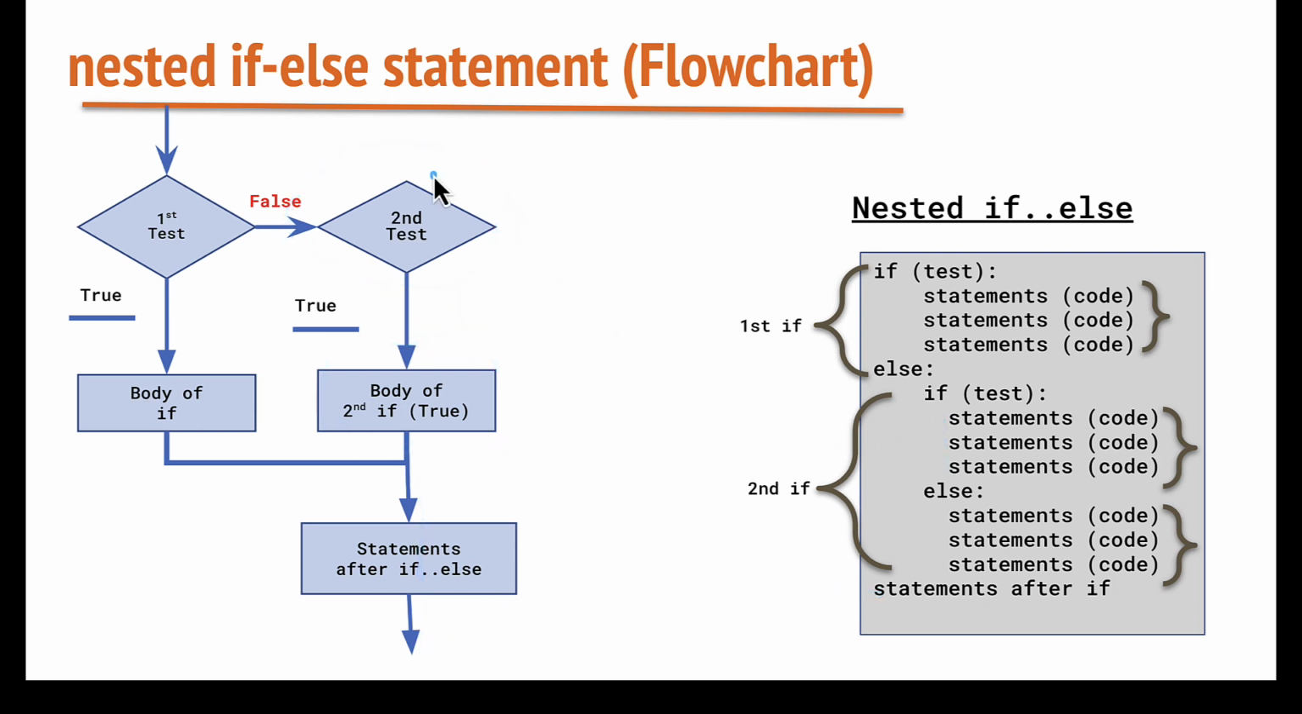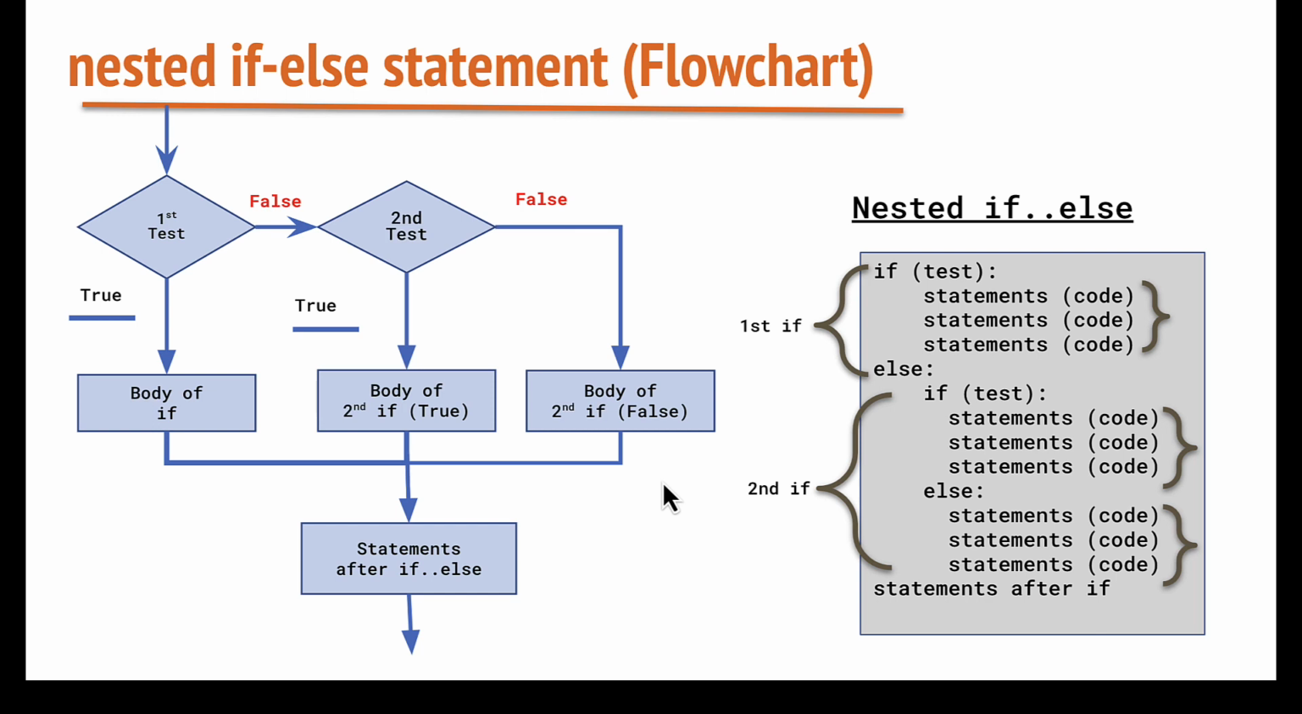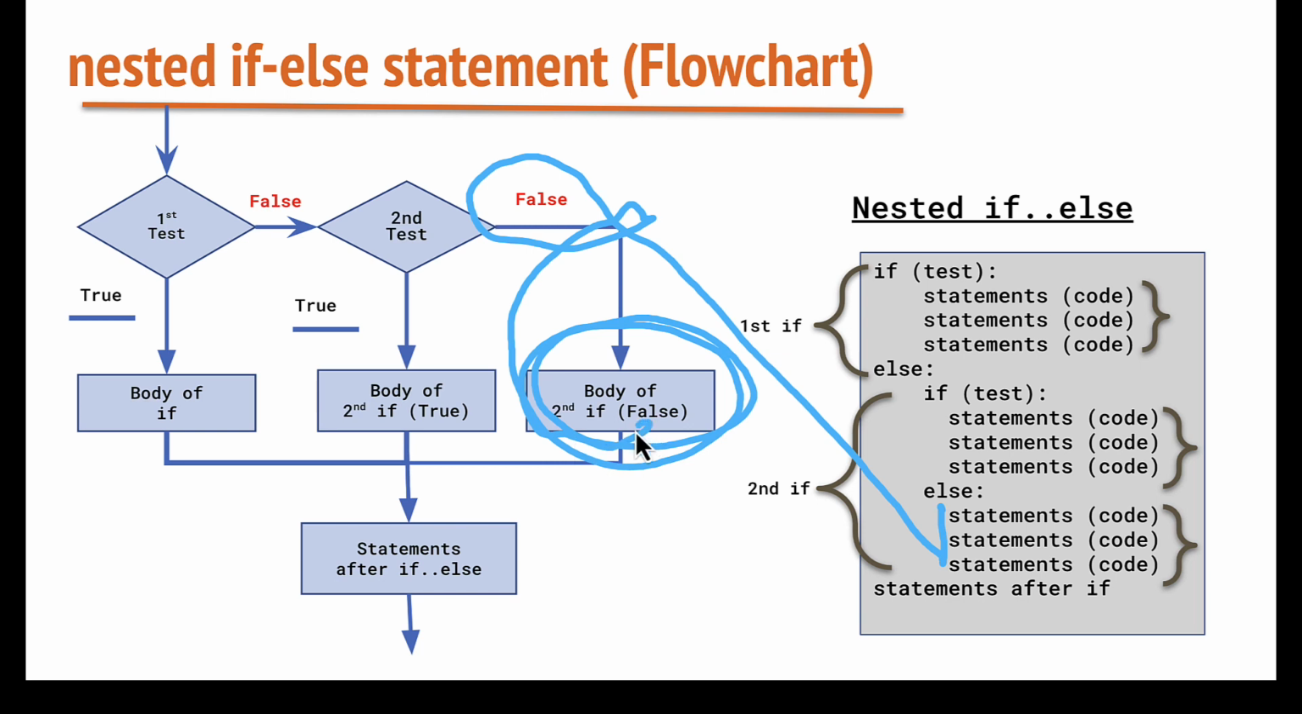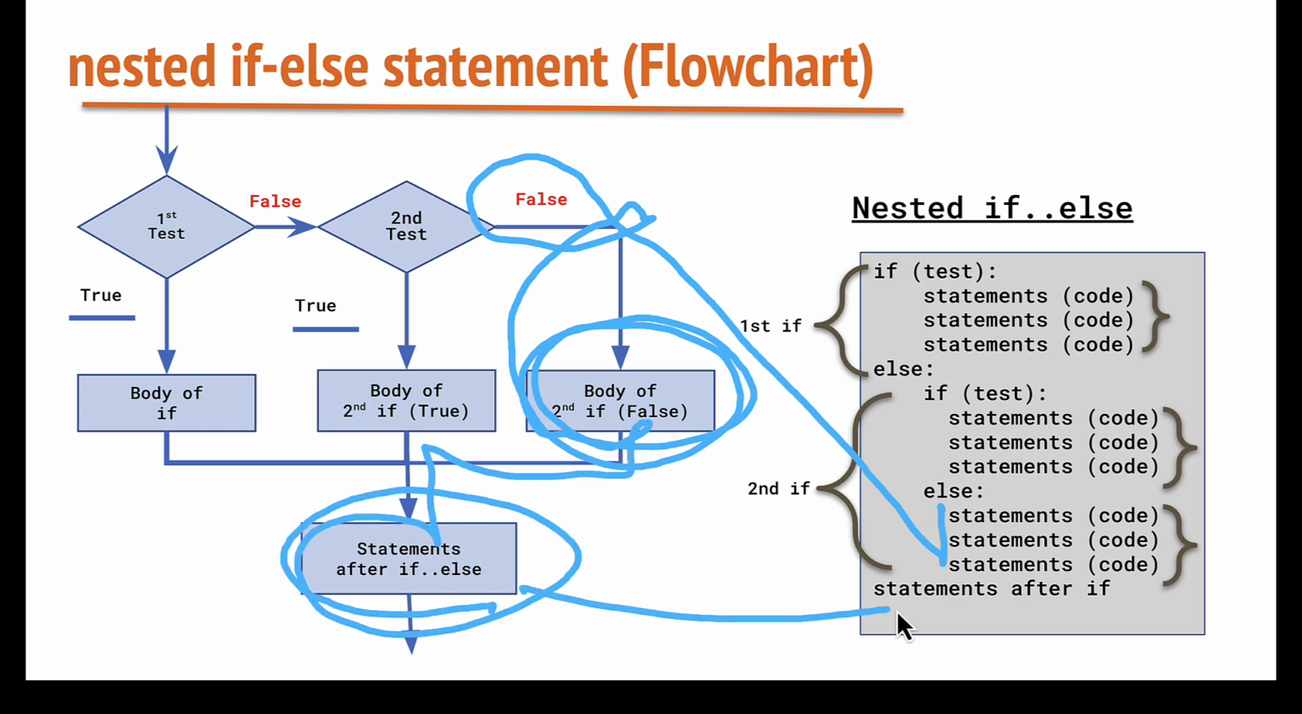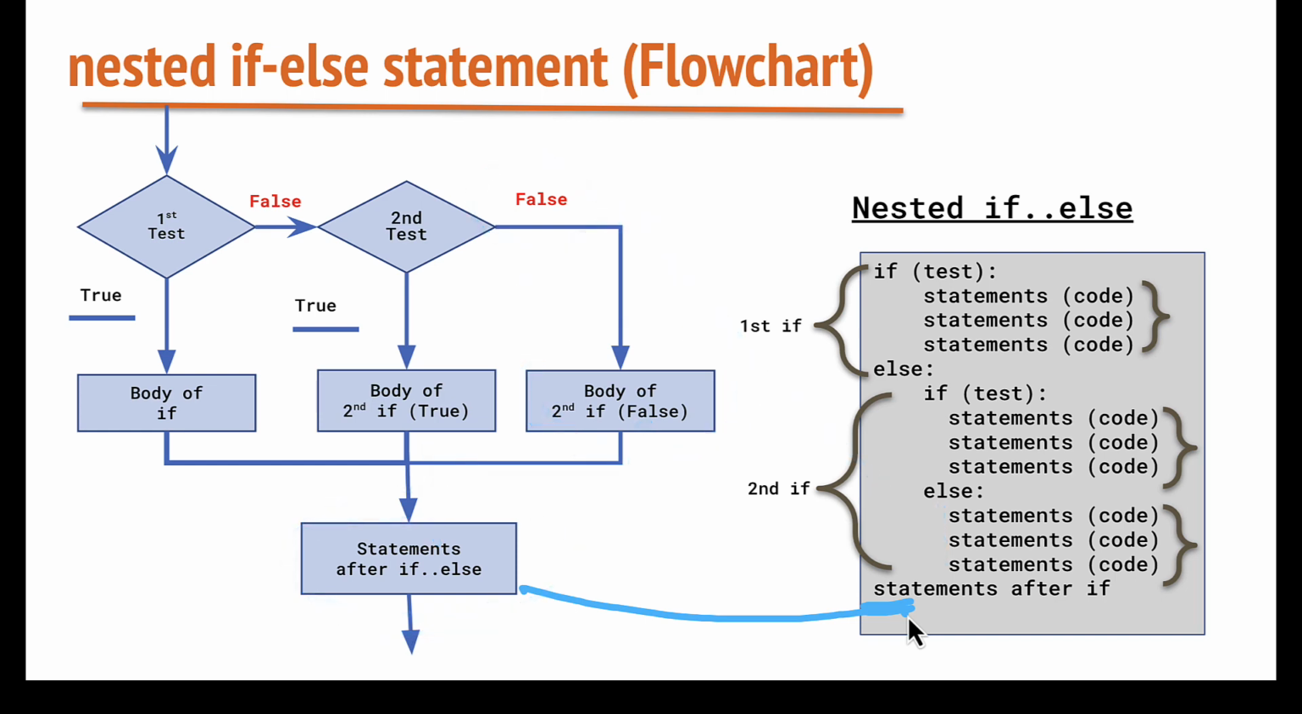But if this happens to be false, what ends up happening is we are executing another else statement, and this block of code then is executed because this statement is false. It's going to execute this body of code and then come back here and execute the statements after that if-else, which is basically here.